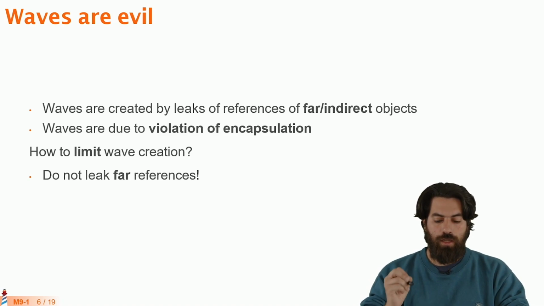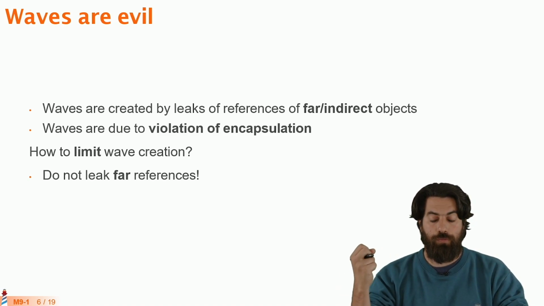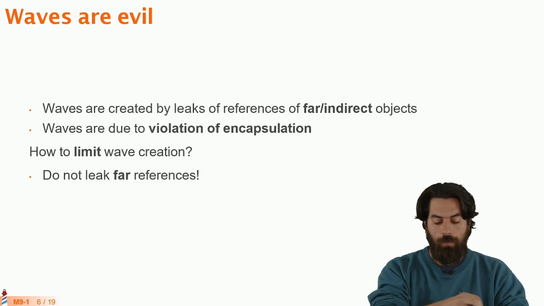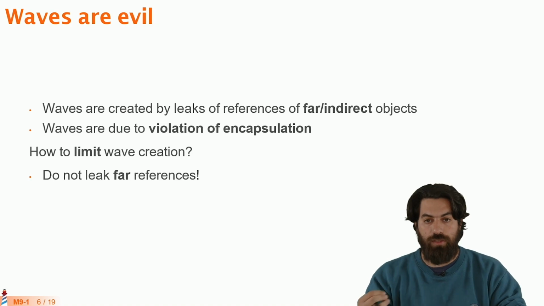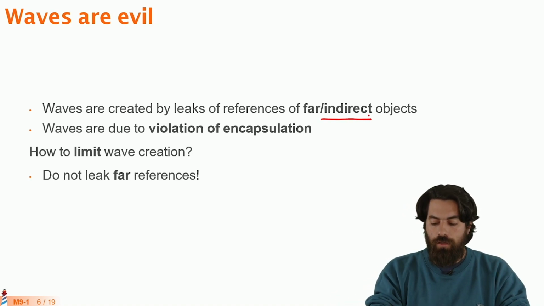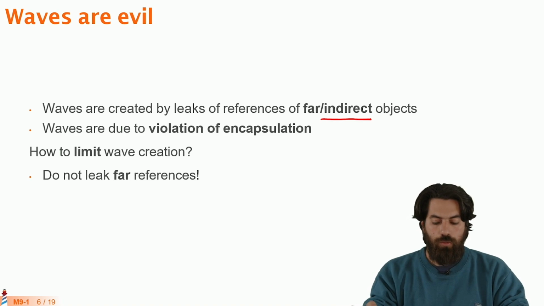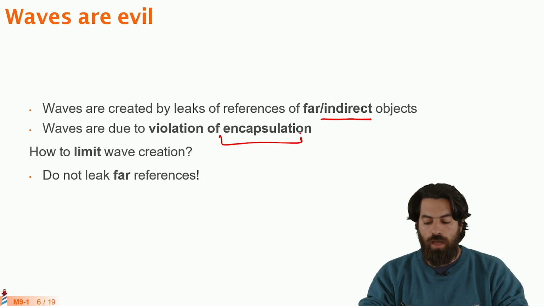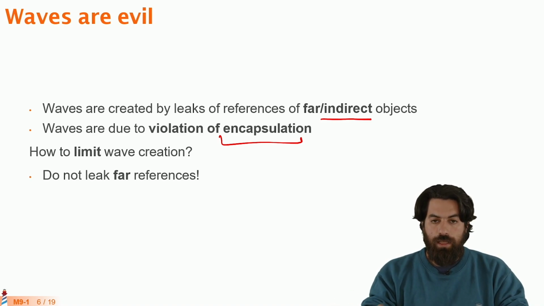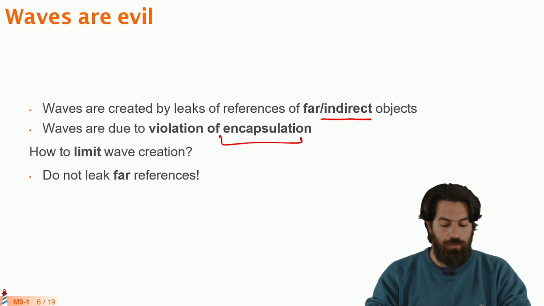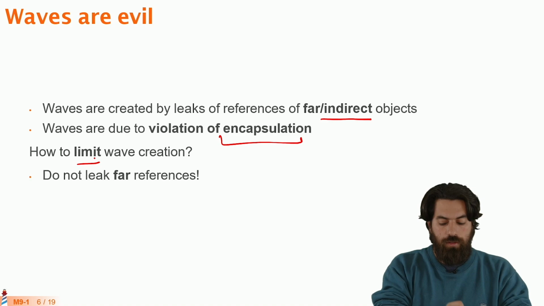They are created when we have leaks. So there is a reference to an object that is flowing from some place to another place where it should not flow. So we have an indirect reference where it should not be. What we say is that we are violating encapsulation. One of the key aspects of object orientation is that an object will encapsulate and hide its implementation. So if we are leaking the reference of an object to another object, we are giving the other object a pointer to our own implementation. So the question is, how can we limit this leaking?